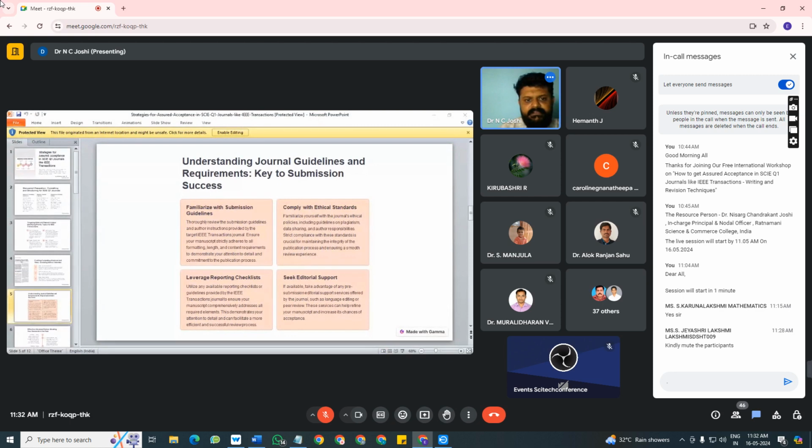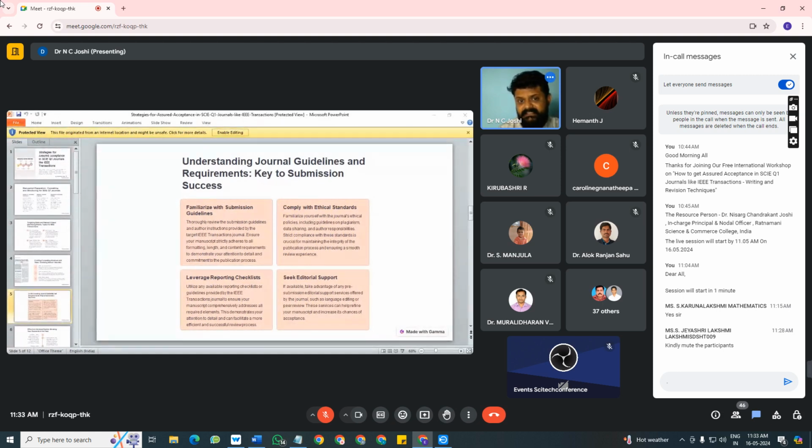Ensure your manuscript strictly adheres to all formatting, length, and content requirements to demonstrate your attention to detail and commitment to the publication process. Firstly, familiarize yourself with the submission guidelines. Each and every publisher has their own guidelines, which you have to follow. If you follow them, it is easy to submit your research work, and it will be very helpful for reviewers and selectors.